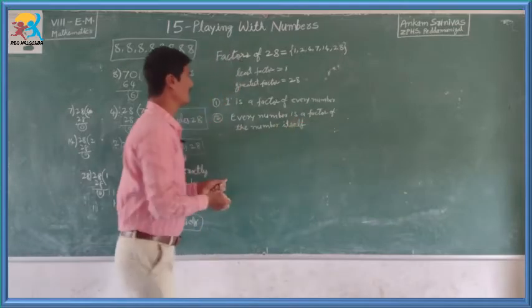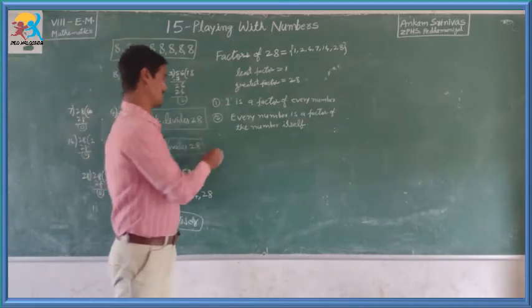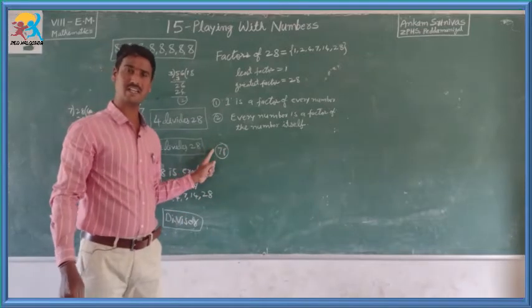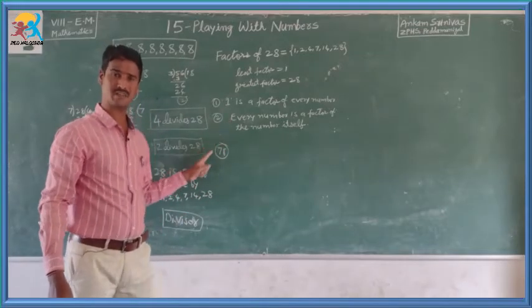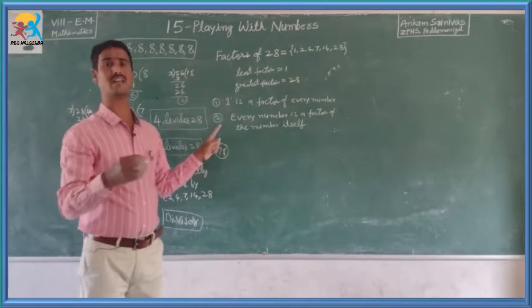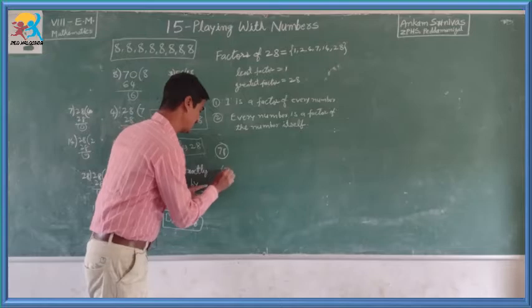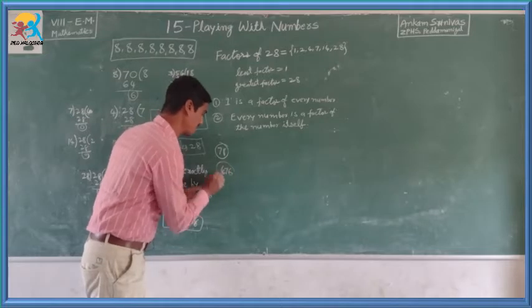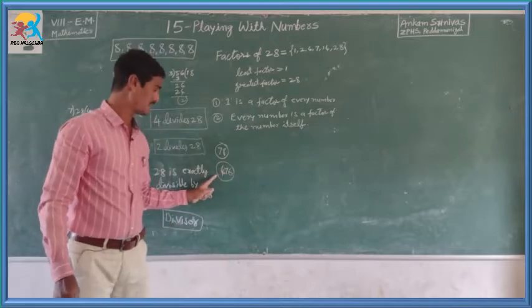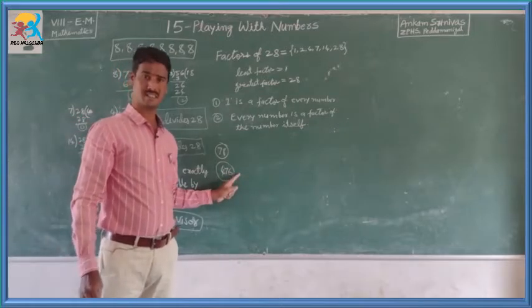So, if you take here 28, the least factor is 1, the greatest factor is 28. Yes or no? If I take 476, the least factor is 1 and the greatest factor is 476.